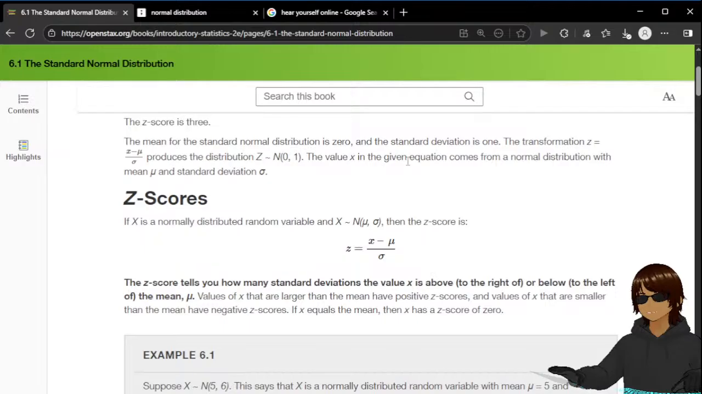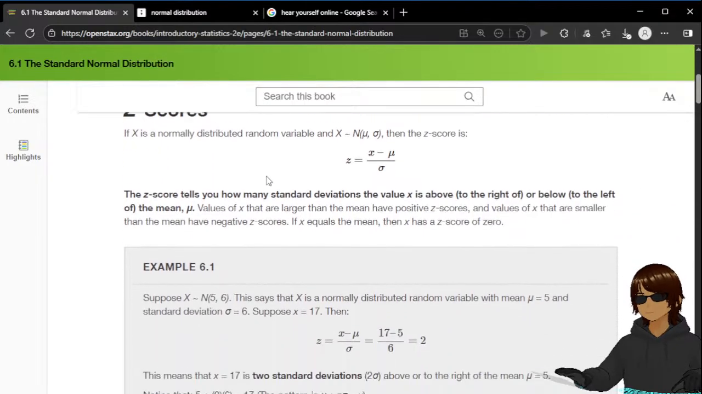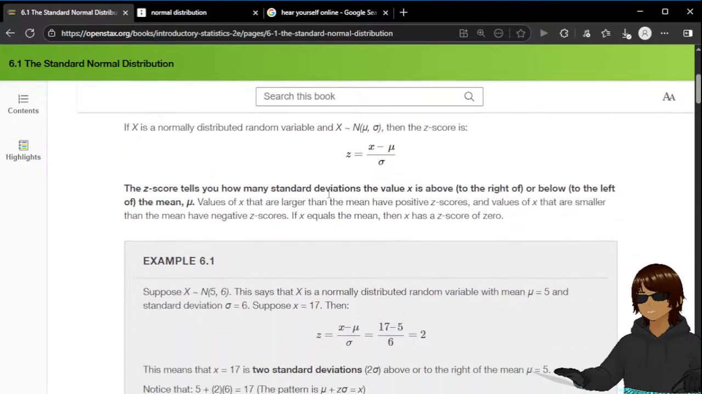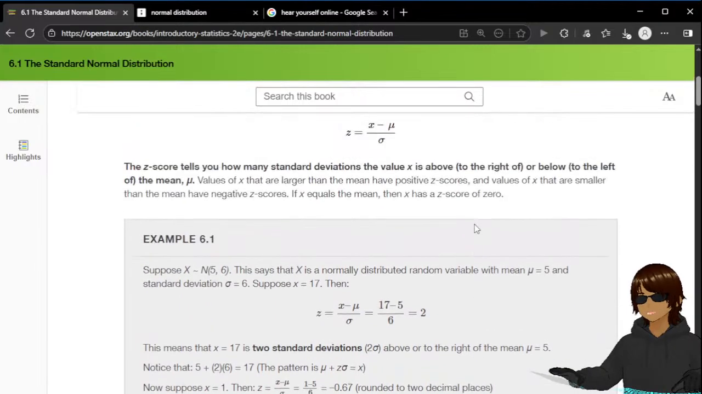The value x in the given equation comes from a normal distribution with mean mu and standard deviation sigma. The z-score tells you how many standard deviations the value x is above or below the mean mu. Values of x that are larger than the mean have positive z-scores, and values of x that are smaller than the mean have negative z-scores. If x equals the mean, then x has a z-score of 0. But shouldn't this only be possible if x is the mean? The value of x is the mean value.